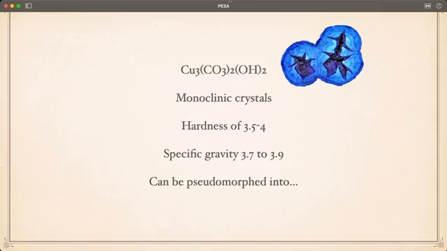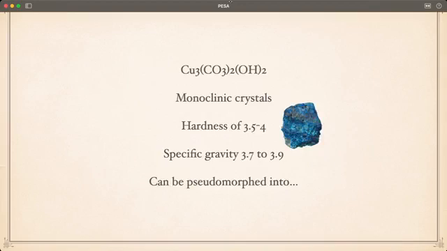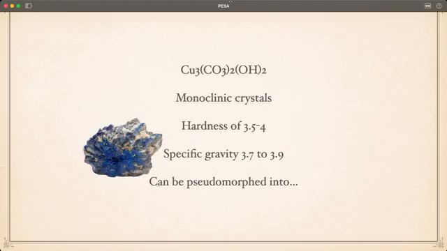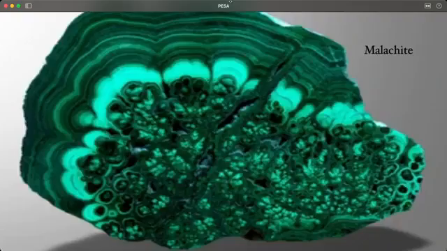You have its formula. It has a monoclinic crystal system, a hardness of 3.5 to 4, so really it's not that hard. Specific gravity, 3.7 to 3.9, and it can be pseudomorphed, meaning that if you have enough time in certain conditions, one mineral can actually transform into another mineral. So over time, azurite can transform into, no surprise really, malachite.